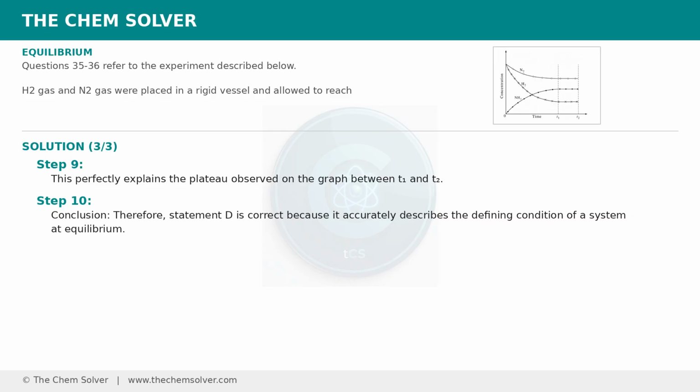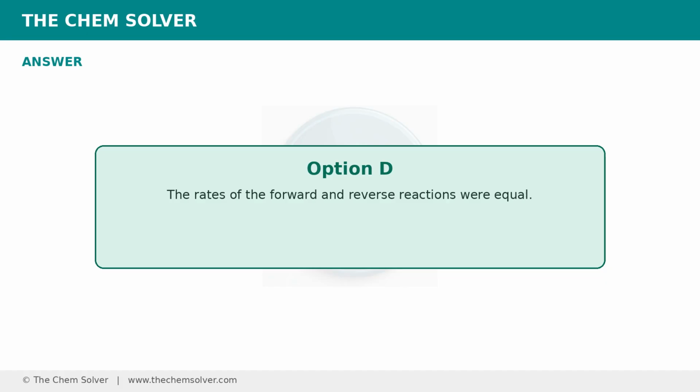Conclusion: therefore, statement D is correct because it accurately describes the defining condition of a system at equilibrium. The correct answer is option D. The rates of the forward and reverse reactions were equal.